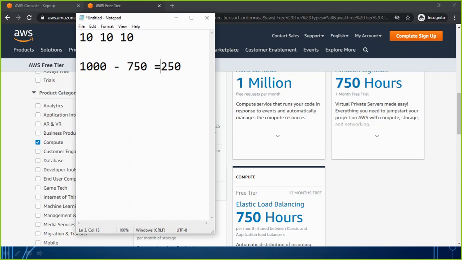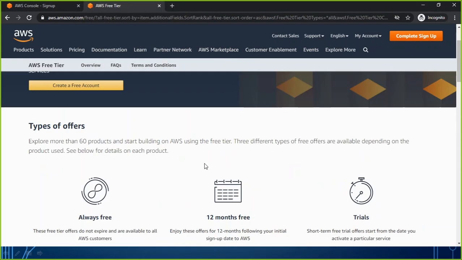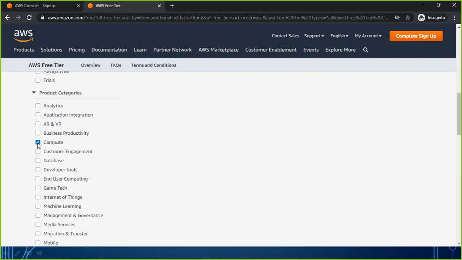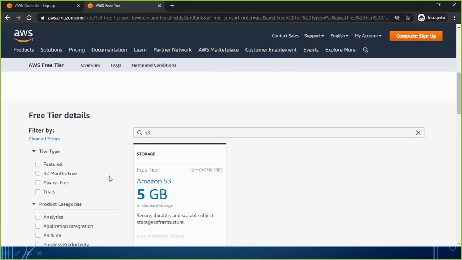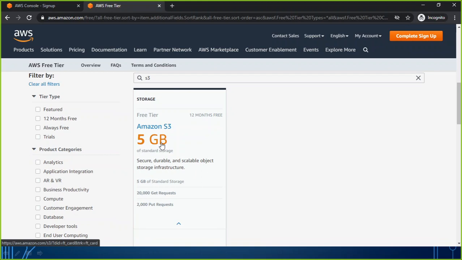So every service which you get, now if I talk about a service like IAM, creating a user account, even if you try to search it here in this list, there is a search option there. For example, I want to search for S3. Let me remove compute, because S3 comes under the category of which? Storage. So you see Amazon S3 is also being offered to you for free, for 12 months, but the limitation is you can only store your data up to 5 GB.